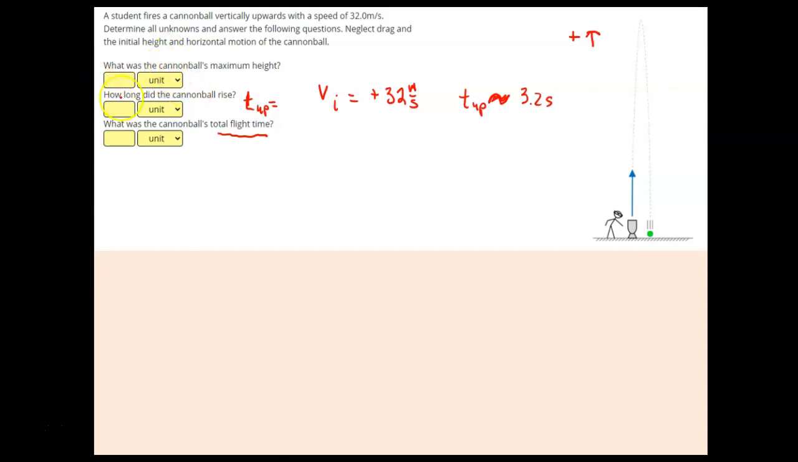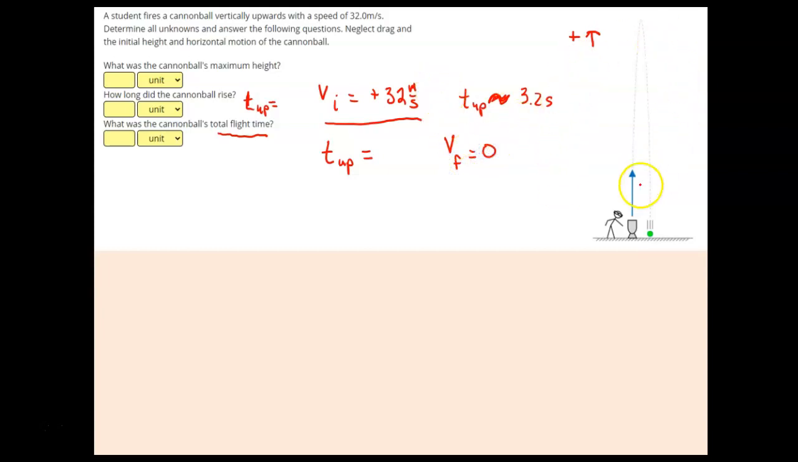But let's compute these. And then we'll figure out maximum height later. So which equation should we use? We know initial velocity. What we're looking for is time. Okay, we want to know, let's say, time to the highest point. We know at the highest point, our final velocity is going to be 0.